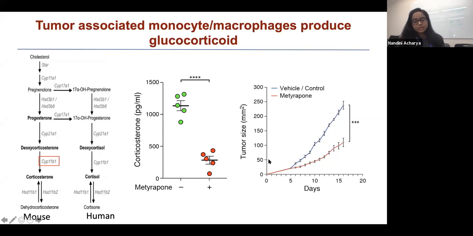The next experiment we did is we intratumorally administered metyrapone into wild type mice. And as you can see here, the mice which were treated with metyrapone had lower tumor burden compared to the wild type or the vehicle treated mice. So this shows that inhibiting glucocorticoid production locally in the tumor microenvironment can reduce the tumor burden.